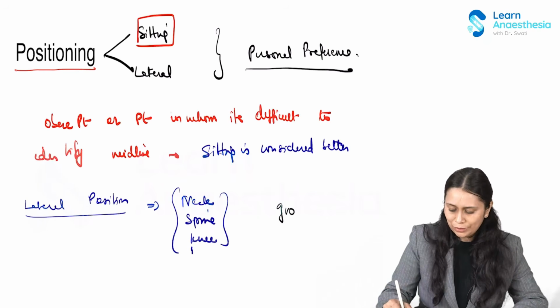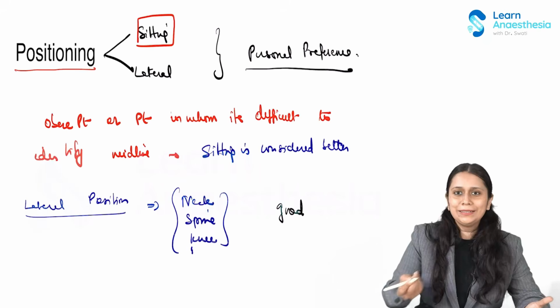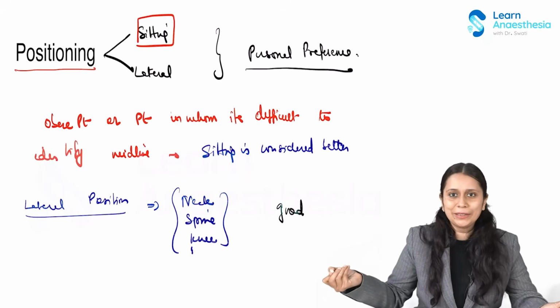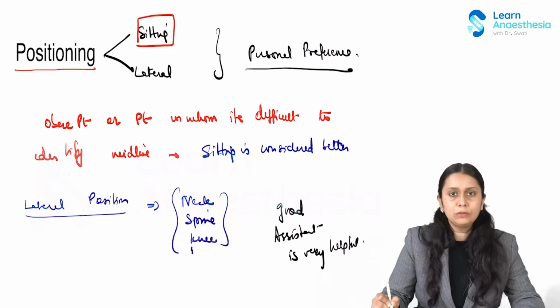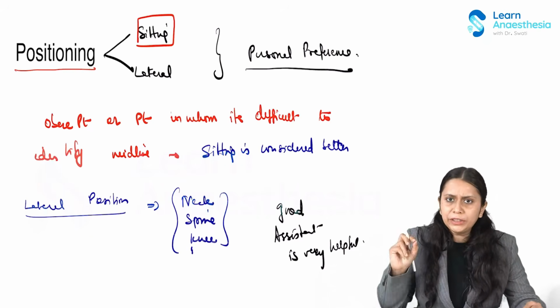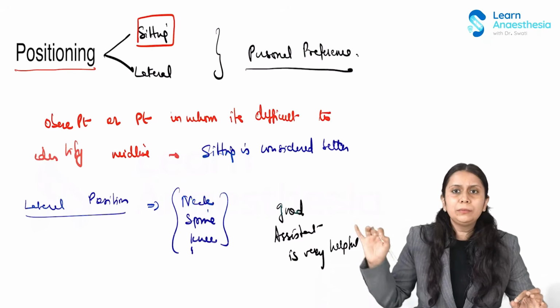Good assistant help has a great role to play. If I have a good OT technician, then it would not be my headache to make the position of the patient. So a good assistant is very helpful. The position should be optimum, and it should be the routine practice to always make a proper position.